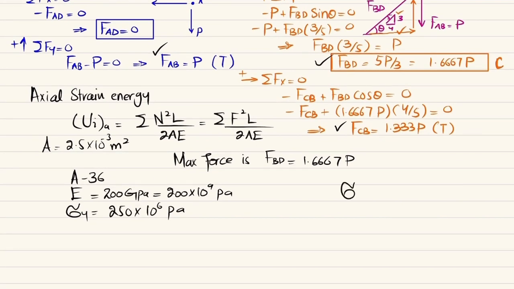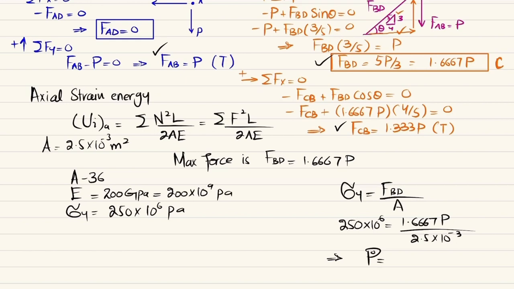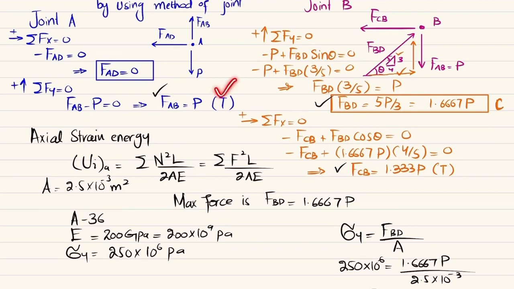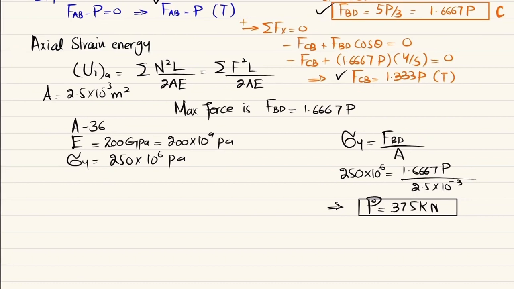So at yield stress we will have the maximum load. So let yield stress be equal to FBD divided by area. So yield stress is 250 into 10 to the power 6, and FBD is 1.6667 times P, divided by area, which is 2.5 into 10 to the power minus 3. So from here, when you calculate, you will get the P load that is applied on this truss. So when you get this P, clear, against the yield load, you can just put it in these formulas. You will get FAB, you will put P over here, you will get FBD, and you will put P over here, you will get FCB.